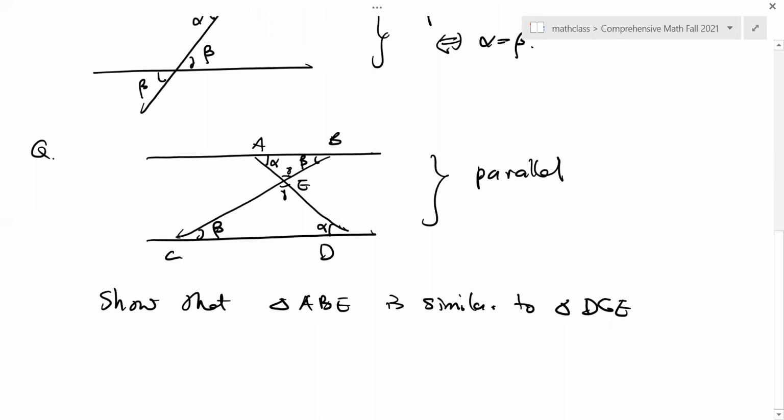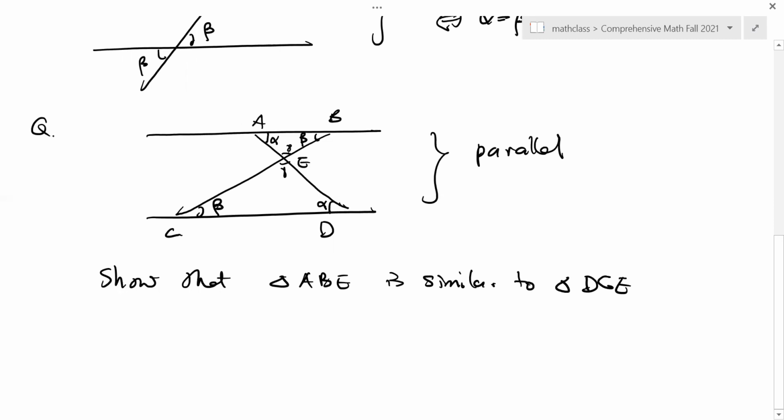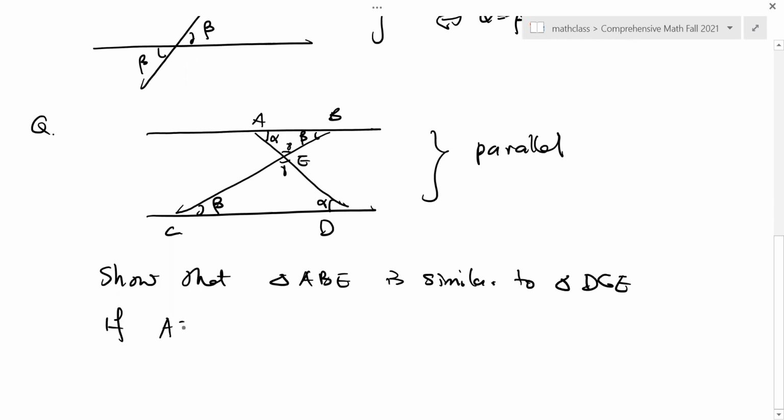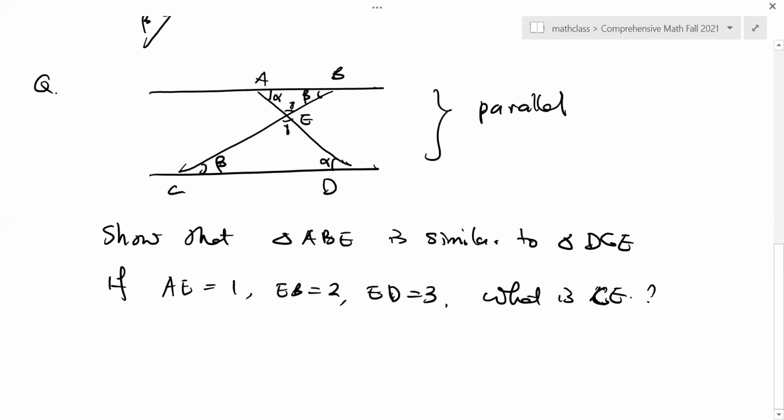If you know three of the lengths, you can determine the fourth one. For example, if AE equals 1, EB equals 2, and ED equals 3, what is the length of CE? It's not going to be 4, even though it looks like 1, 2, 3, 4. Actually, you have to use the similarity of the triangles, and then you solve the problem.